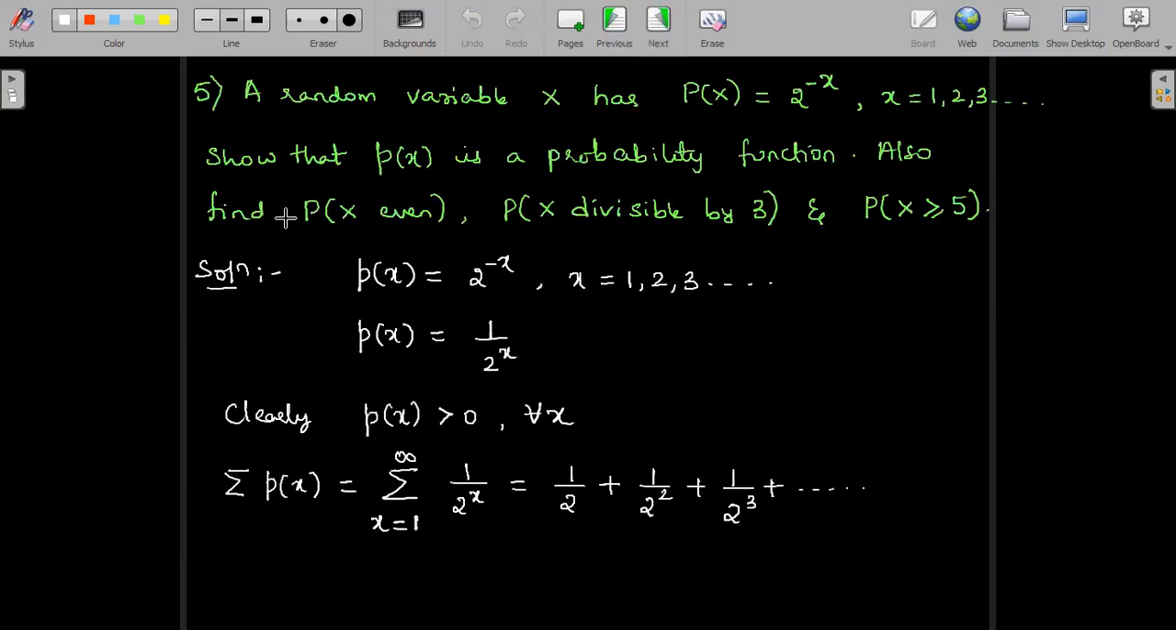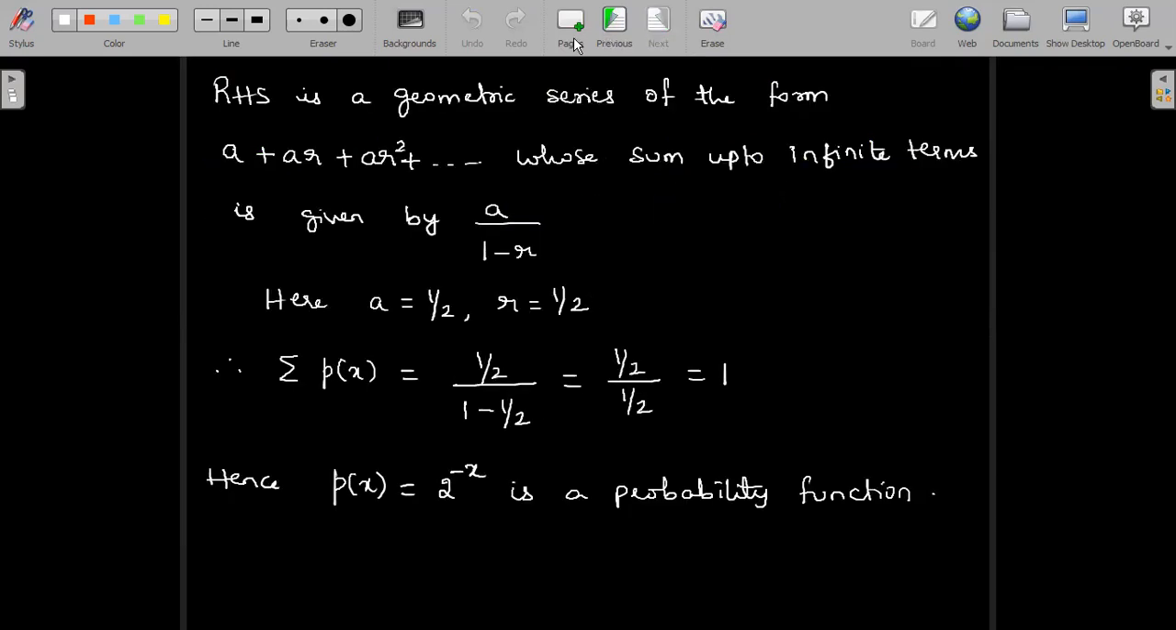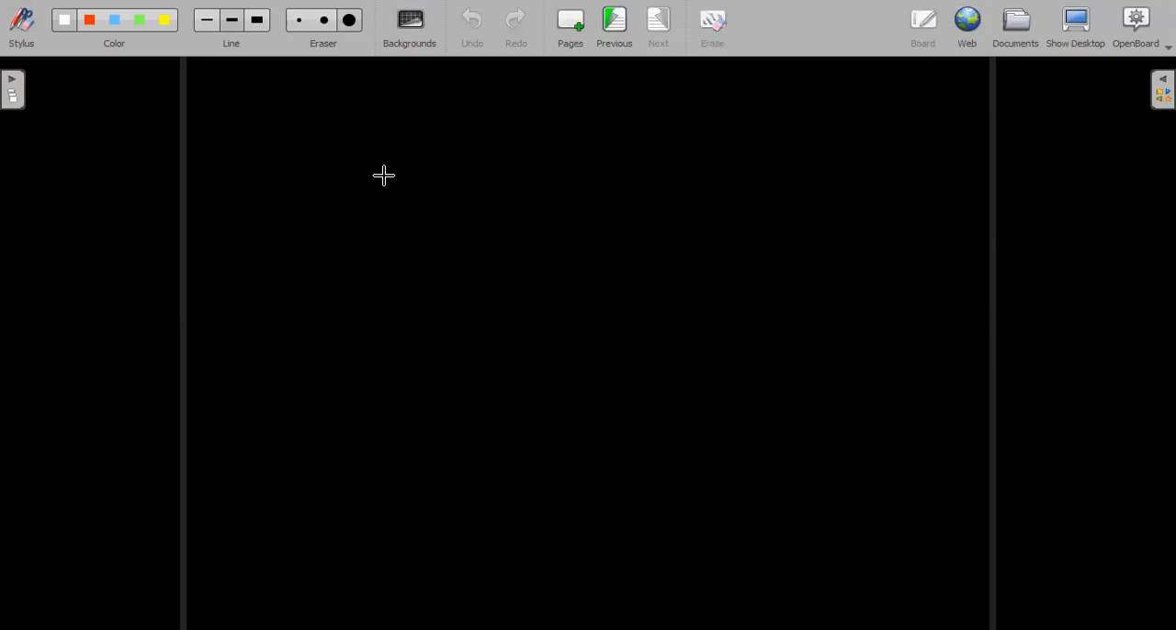Now the second part of the problem is to find the probability of x being even, the probability of x divisible by 3, and x greater than or equal to 5. So let's do that. The probability of x being even is case 1 for us. So we need to take the summation over x equal to even numbers 2, 4, 6, etc., up to infinity, and the function P of x is 1 divided by 2 power x.